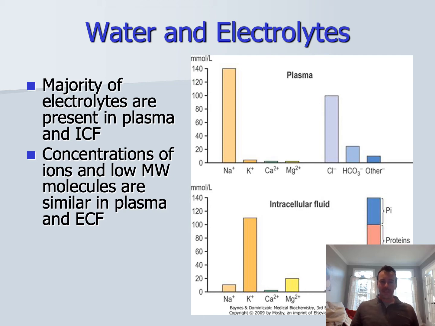The majority of electrolytes are present in plasma and the intracellular fluid. So, for example, you can see in plasma there's a lot of sodium, a lot of chloride, bicarbonate, as I mentioned. And the concentrations of ions and low molecular weight molecules are similar in plasma compared to the extracellular fluid. You can see the differences between plasma and intracellular fluid. Intracellular fluid has much higher potassium.